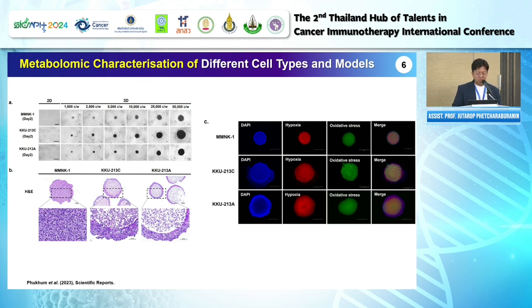We also did immunofluorescence staining using DAPI, a hypoxia marker, and an oxidative stress marker, and we merged them, and we can see that the 3D multicellular spheroids exhibit typical zonation of hypoxia and oxidative stress, as you can see here, at different densities of the cells.